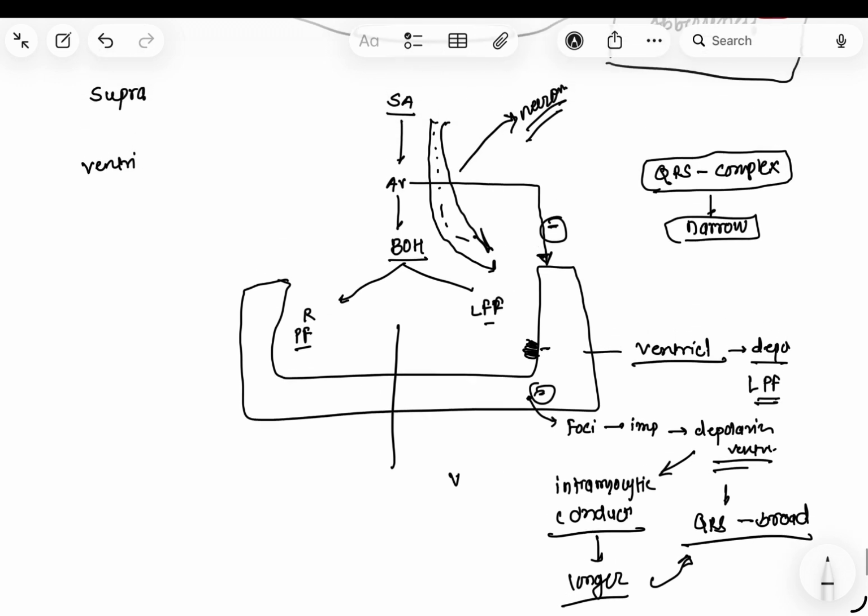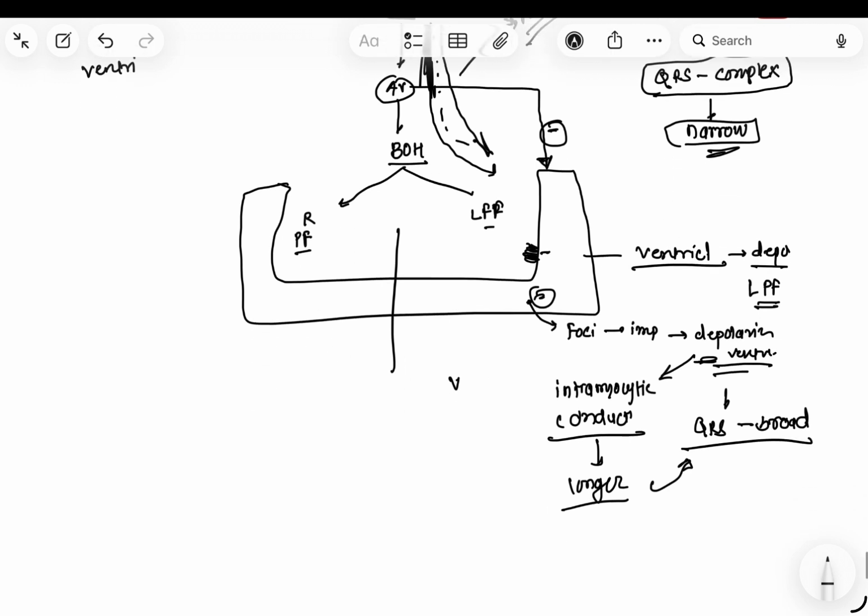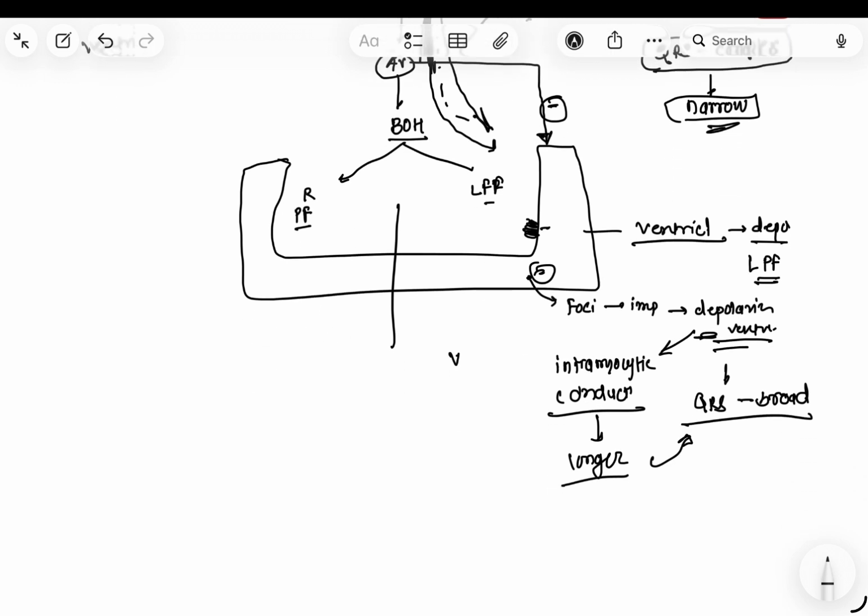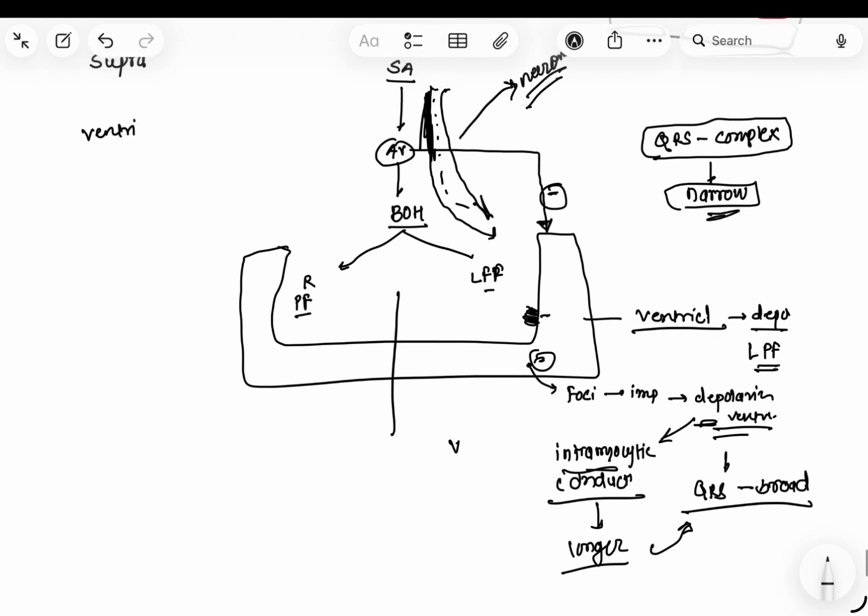I hope you understand. Whenever there is a normal path, there is conduction through neurons, so it will be a narrow complex because it takes less time to depolarize the ventricle. But in the case of foci other than the natural pathway, such as from the AV node to the ventricle or from a foci within the ventricle, it will depolarize the ventricle through intramyocytic conduction, which takes a long time. So it will be a broad QRS complex.